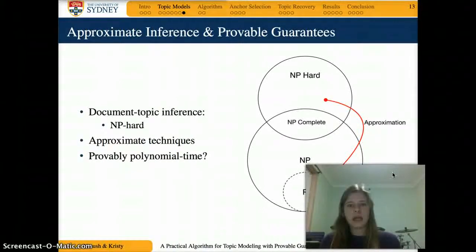It's about working out how the documents are distributed with the topics in provably polynomial time.